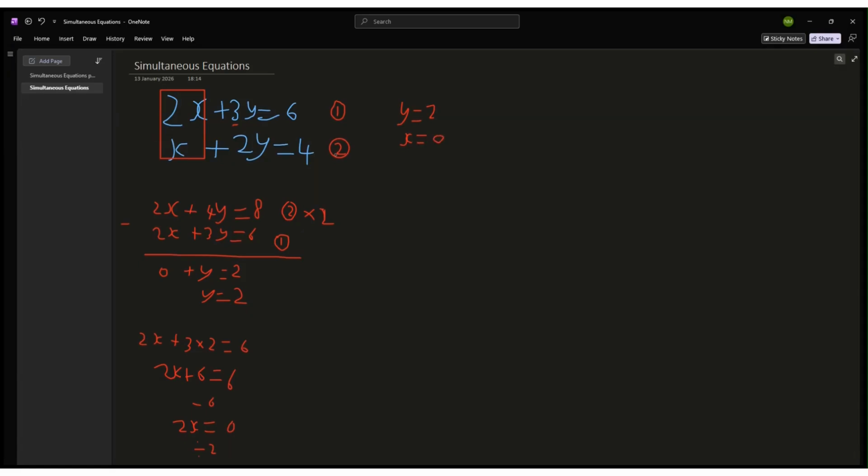Just to double check, we can substitute into equation 2. x is 0, so this would be 0 plus 2 times by 2 is equal to 4. So yes, this would be true. It gives us 4, which we hope to see. This is just a quick check.